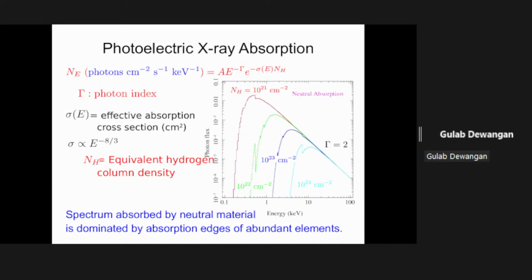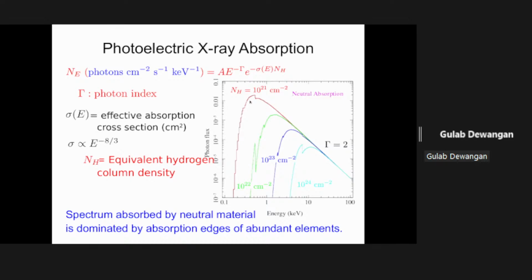And this is the effect of photoelectric X-ray absorption. First of all, the X-ray power law spectrum is written as A E to the power minus gamma, and gamma is called the photon index because we are writing the spectrum in photon flux units. A is just the normalization, and this factor e to the power minus sigma N_H essentially accounts for X-ray absorption. Sigma is the effective cross section as a function of energy, which essentially varies as energy to the power minus 8 by 3.